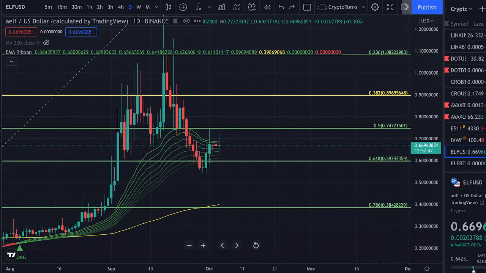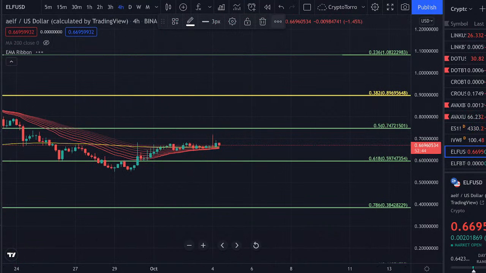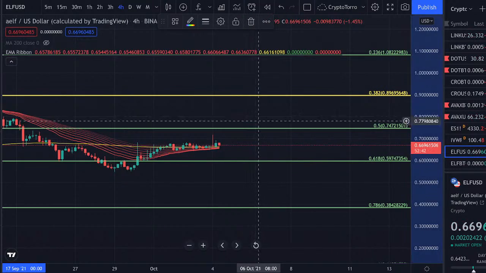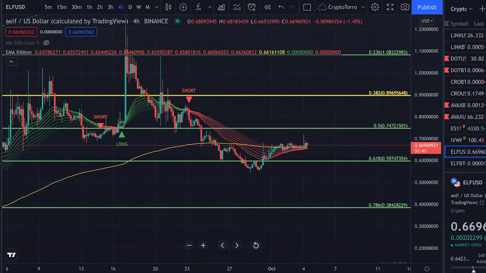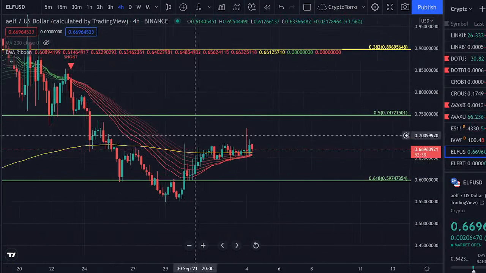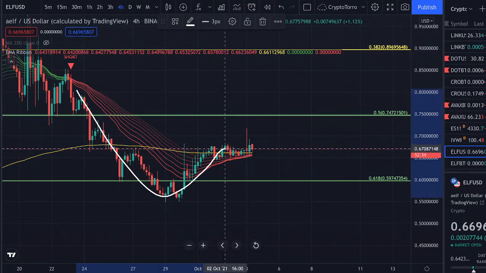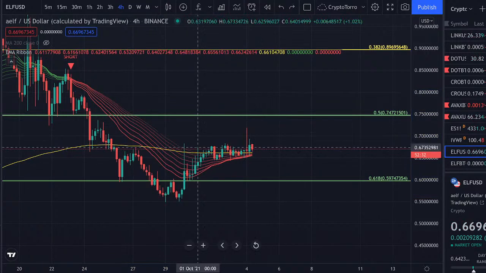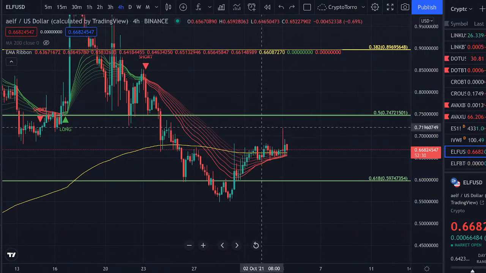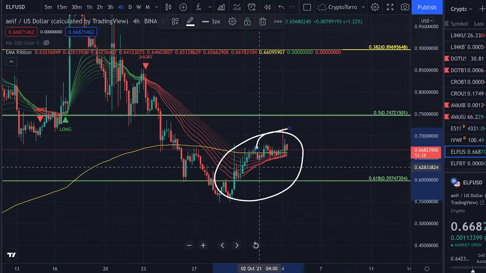I would like to close my personal opinion on ETH token by looking at the 4-hourly time frame. You can clearly see that we are right now being able to break out above the EMA ribbon, finding support on top of it. This is something that looks very good to me right now.